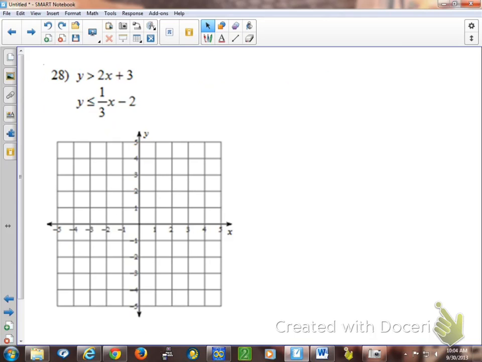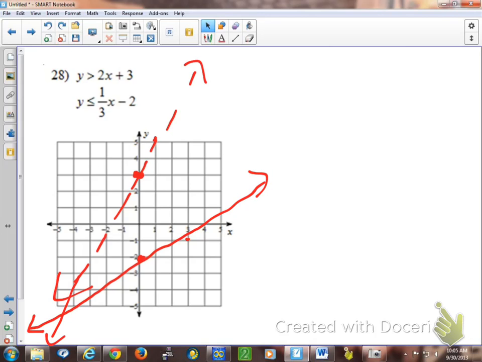28. What's the y-intercept of the first one? +3. And what's the slope? 2 over 1. Well, that looks familiar. Dotted or solid? Very good. What's the y-intercept of the second one? -2. And what's the slope? Up 1 over 3, and that'll be solid or dotted? Solid. Oh, I didn't draw this very well, but oh well.